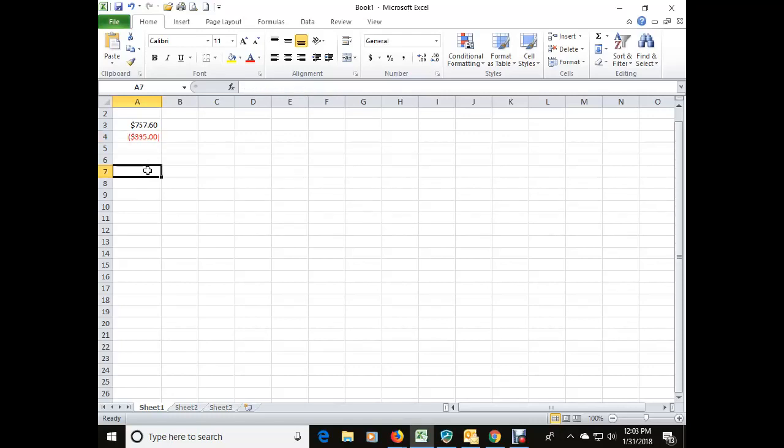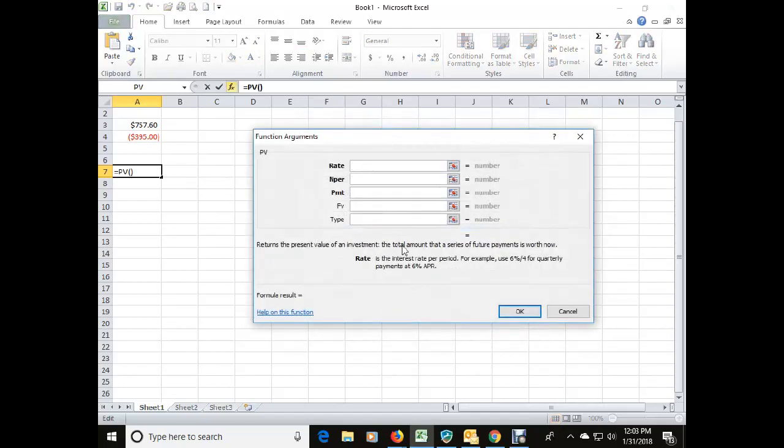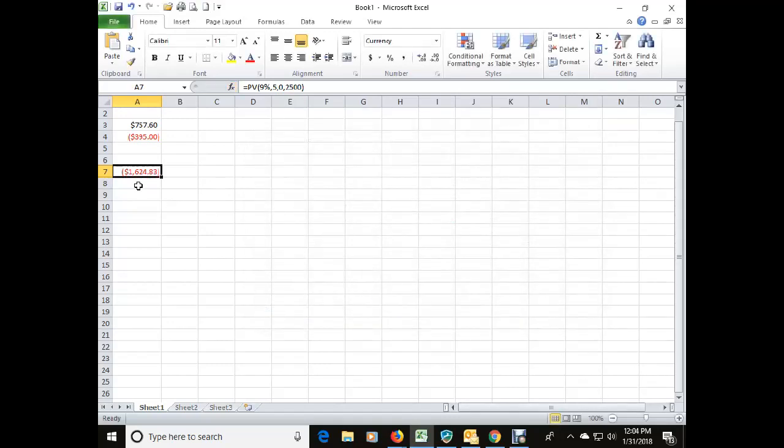Now for 4-7, we do exactly the same thing, because now we're looking at the present value for a future value of 2,500 and a 5-year time span. So we click on the same box. We come on down here to the present value. The rate now is 9%. The number of periods is 5 years. Payment is 0, and the future value is 2,500. And that gives us a value of $1,624.83.